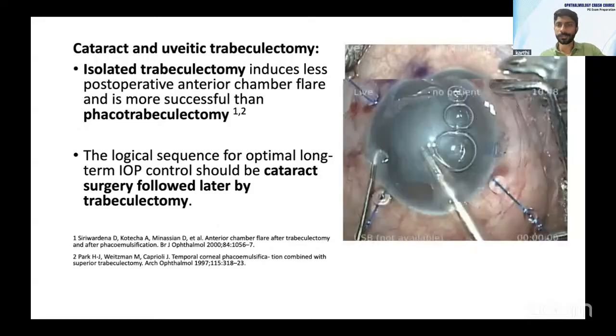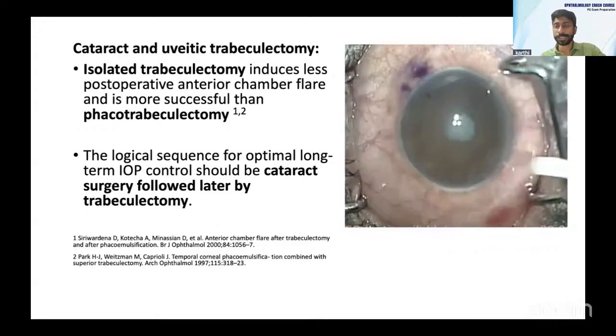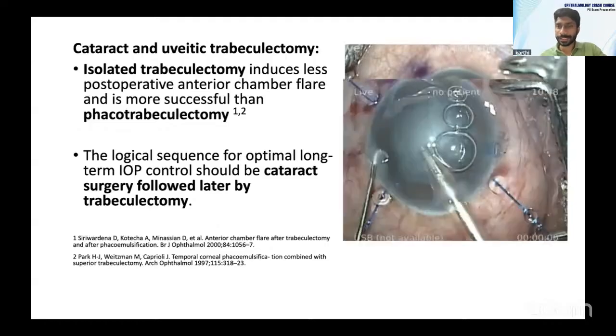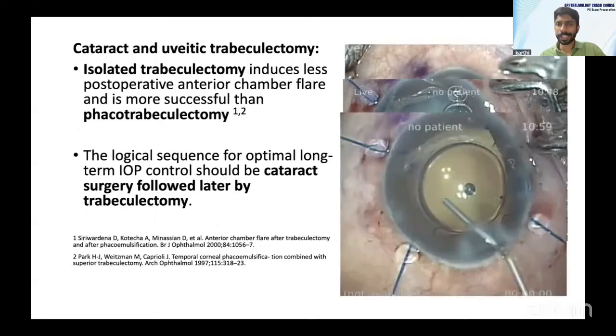Here, this is a case of uveitic glaucoma with posterior synechiae and so on. The challenge is that the pupil won't dilate, so we have to release the adhesions and use iris hooks. The cataract will usually be soft. It's a complicated cataract. After that, the IOL is placed.